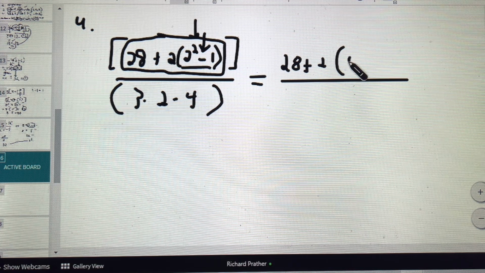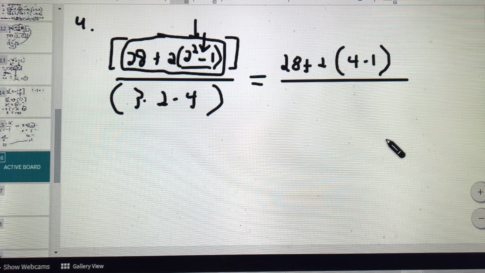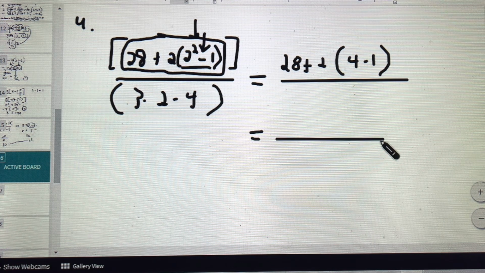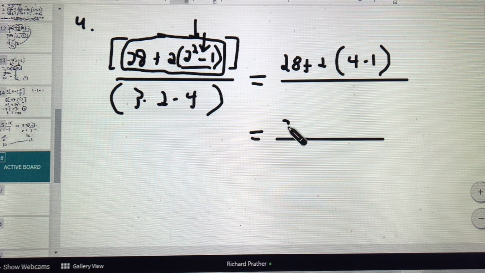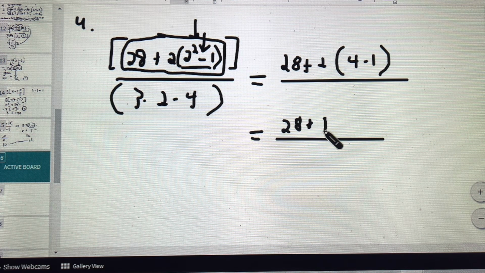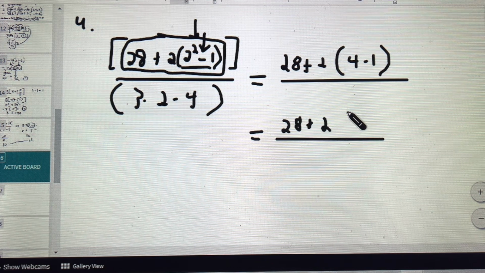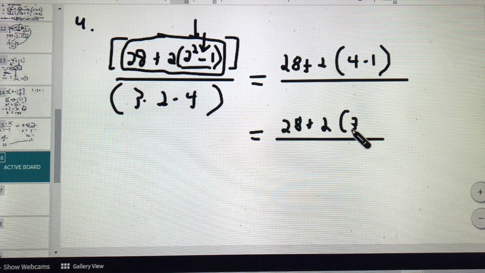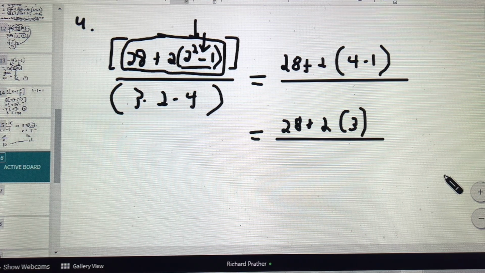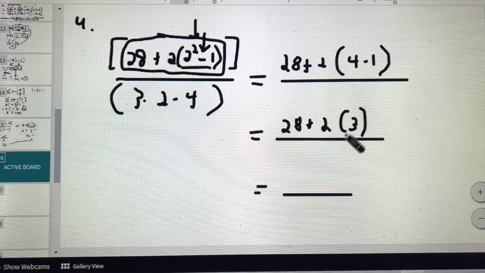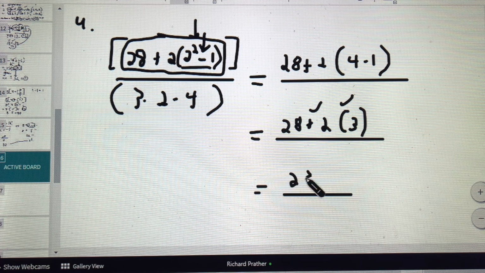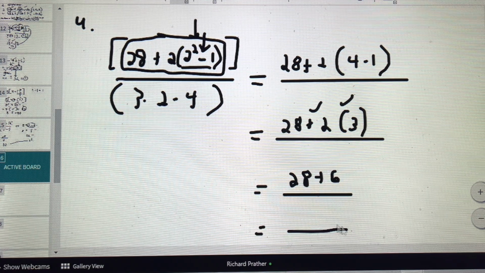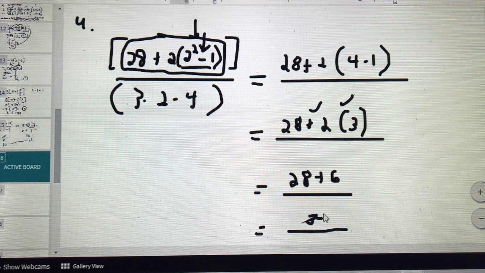So 2 squared is 4. Don't worry about the bottom yet. So now I can finish that parenthesis. 4 minus 1 is 3. Because it's multiplied, I need to keep the parenthesis. If it wasn't multiplication, I could drop the parenthesis once it's a single number. So I am going to multiply before I add next. So 28 plus 2 times 3 is 6. I finally have the top down to a single number. It's 34.